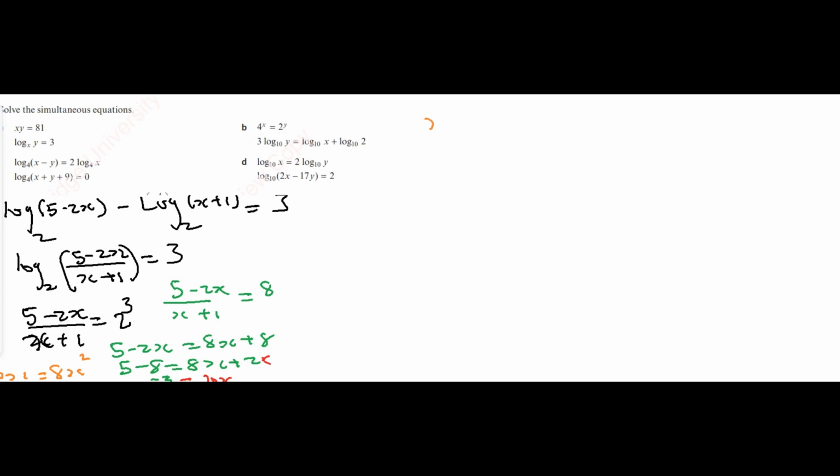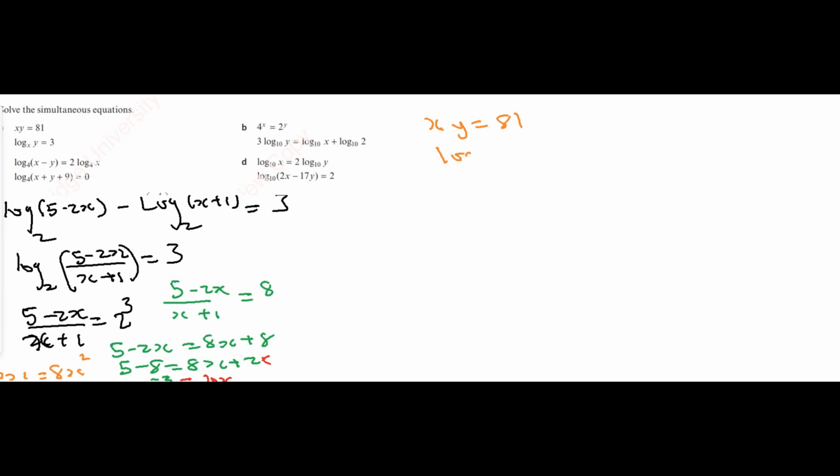So I have xy is equal to 81, and I have log xy equals 3. So I can make x the subject, x is equal to 81 over y, and call it equation 1. Substitute this in this. Okay, let me make y the subject instead. It will be easier.